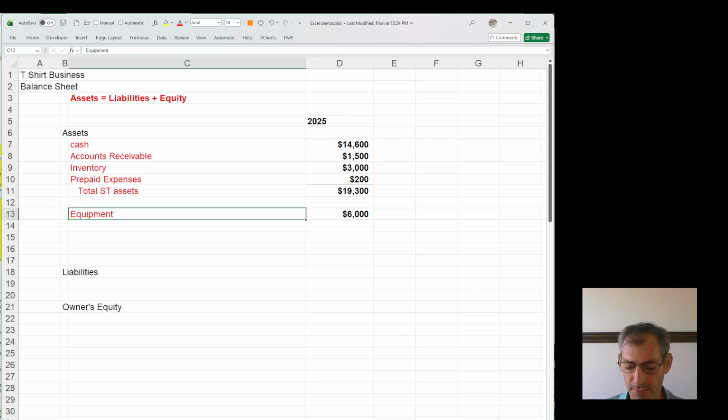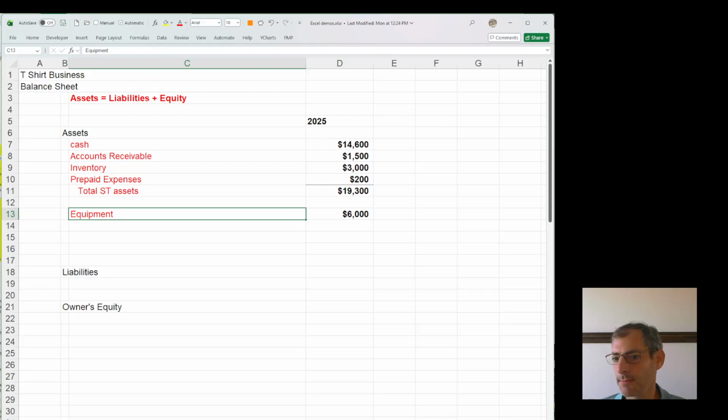Now that heat press machine, we expect it'll last us for 10 years. So while it costs us $6,000 up front, we don't want to think about it as a $6,000 expense just in this year because it's going to last us for 10 years. So a common thing would be straight line depreciation, it's called, which essentially means we're going to recognize $600 of that expense every year, right? 6,000 divided by 10, 600. So every year we're going to say our expenses for our equipment are going to be $600.